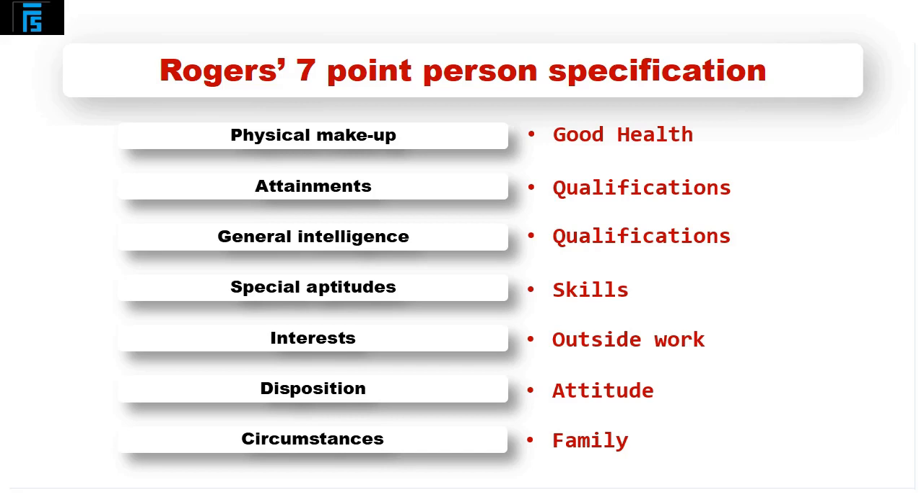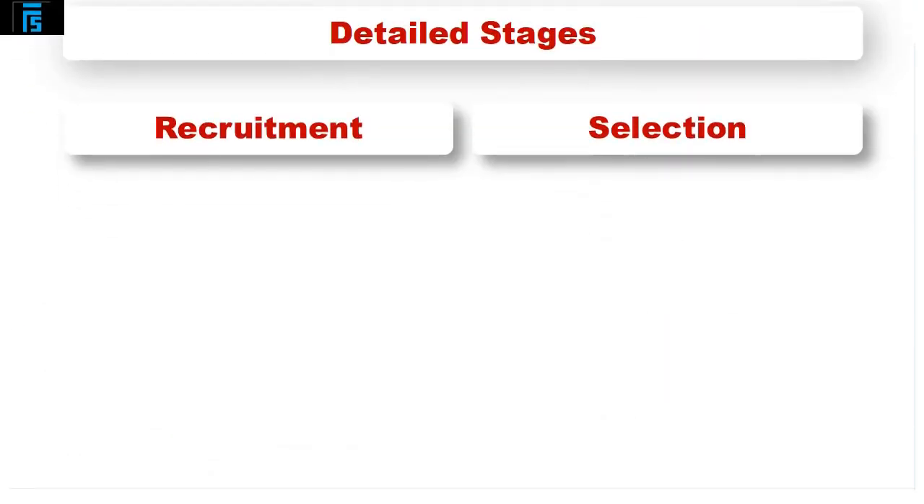So a person specification is where we decide we're going to have the right person, and then later on we're going to worry about what they actually do. Okay, got the stages that we go through when we're looking at recruitment and the stages that we go through when we're looking at selection.